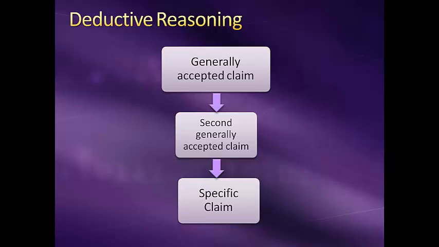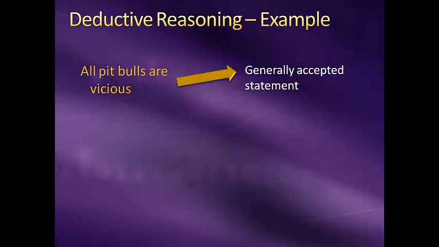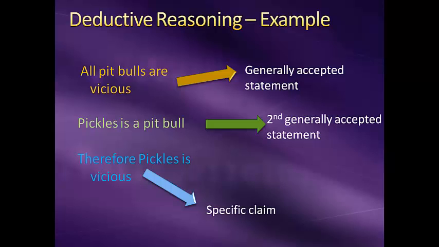Let's use the same example from inductive reasoning, but turn it into deductive reasoning. All pit bulls are vicious. To some individuals, this is a generally accepted statement. Pickles is a pit bull. In this scenario, this is a second generally accepted statement. Therefore, Pickles is vicious. In this instance, the therefore is the specific claim.